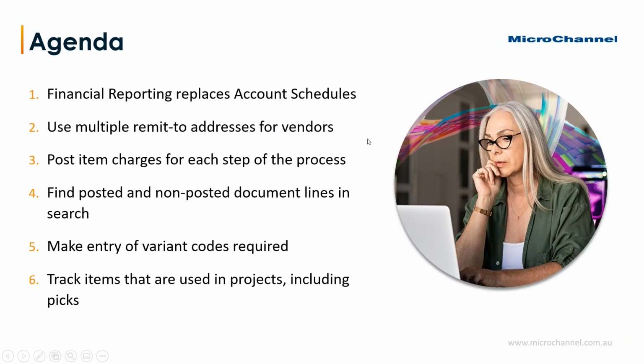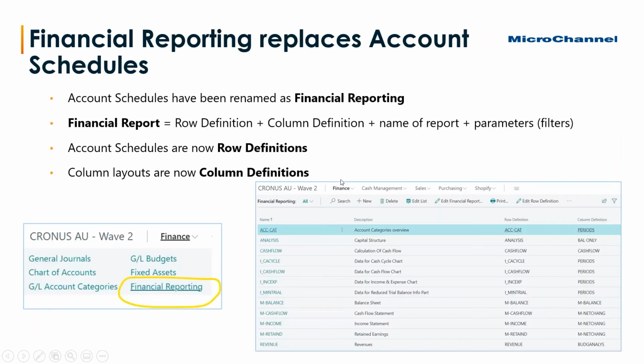Right, so let's go in and we'll look at the first one on our agenda, which is financial reporting replaces account schedules. So before everyone says, oh no, does this mean I'm going to have to go and change everything? No, it doesn't. So what they've done is they have just renamed account schedules to financial reporting. So a financial report, and you'll notice on the menu, same position, hasn't changed. They've just renamed it from account schedules to financial reporting.